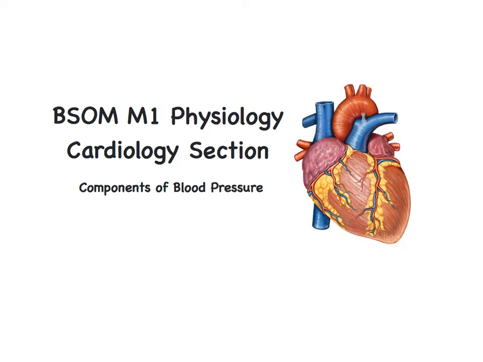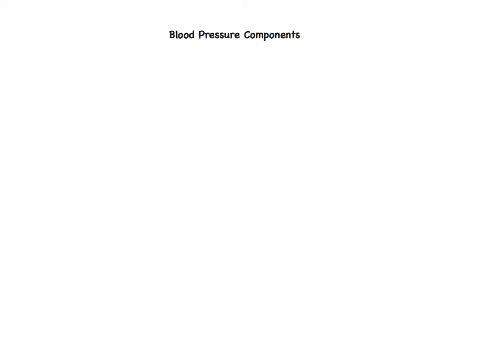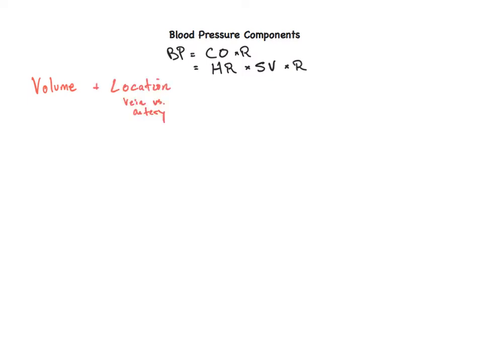We have talked about the circulatory system and quite a bit about pressures. We reviewed the components of blood pressure on day 1, but as a review, we remember pressure in the system is a product of the cardiac output and the resistance. This is regulated by the total volume in the system, the volume's location, whether it's pooled in the veins or pushed into the arterial side.